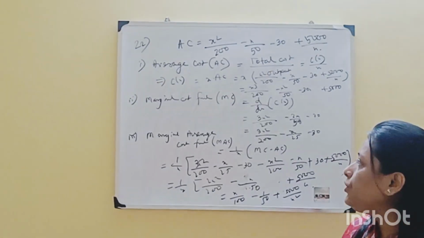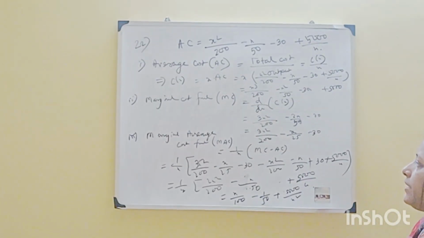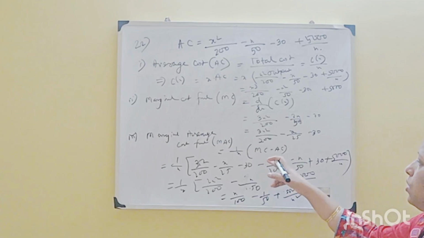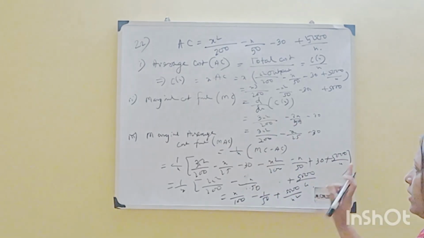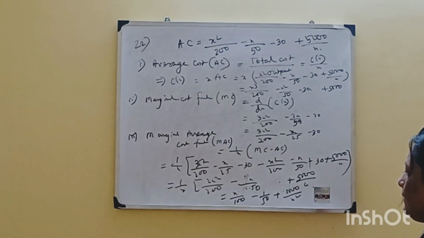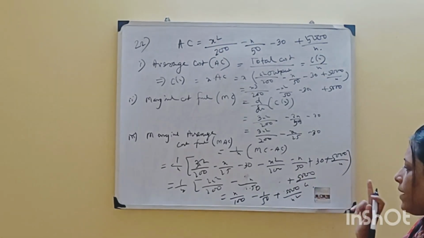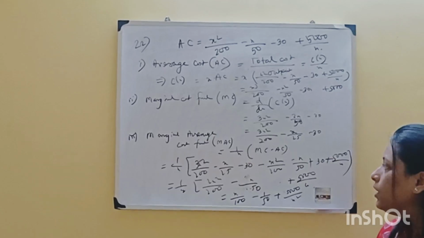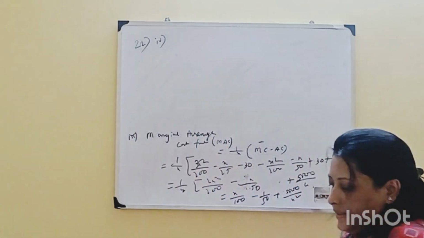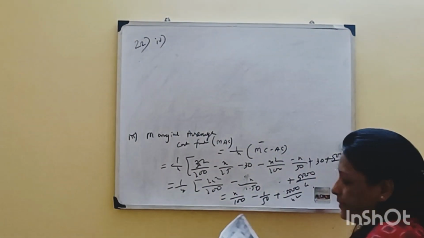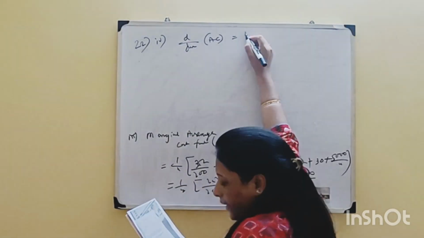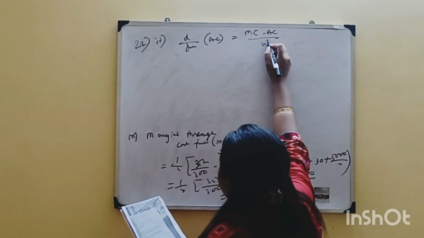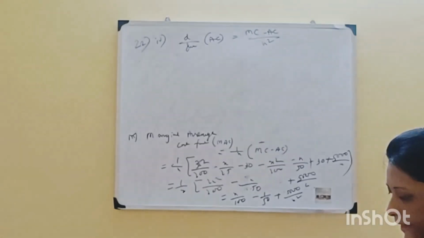So you write down or take a screenshot, whatever you want, then I will do the last part, part 4. Marginal average cost function MAC equals 1 by x of (MC minus AC). Put the value of AC, then just subtract, then we will get x by 100 minus 1 by 50 plus 5,000 by x squared. Part 4 is d/dx of AC equals (MC minus AC) divided by x squared.